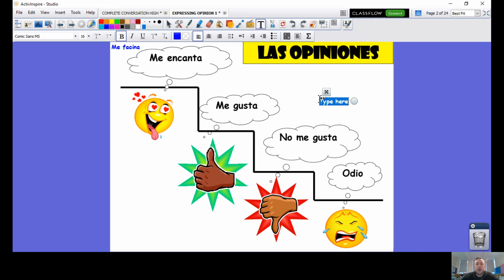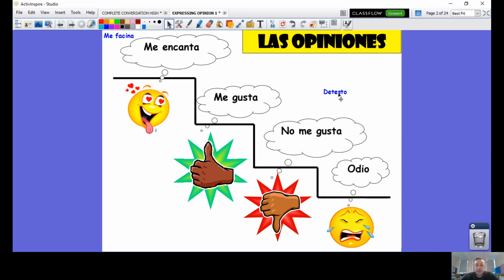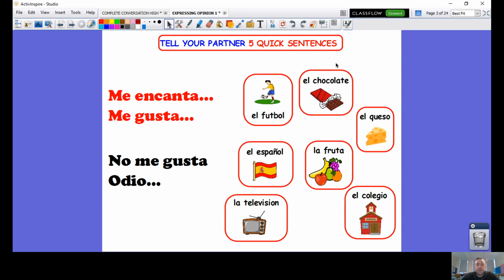What about our other opinion starter, which is detesto? Where could we put detesto? That's right, that would go right down here beneath odio because it's stronger. As we know, detesto means I detest something. Well done. So these are our 6 sentence starters. My turn, your turn. Me fascina. Me encanta. Me gusta. No me gusta. Odio. Detesto.